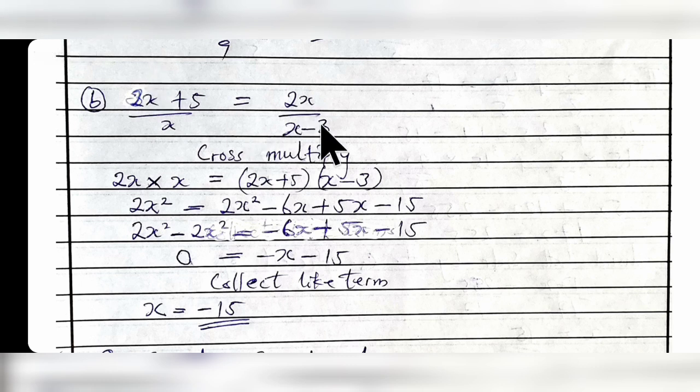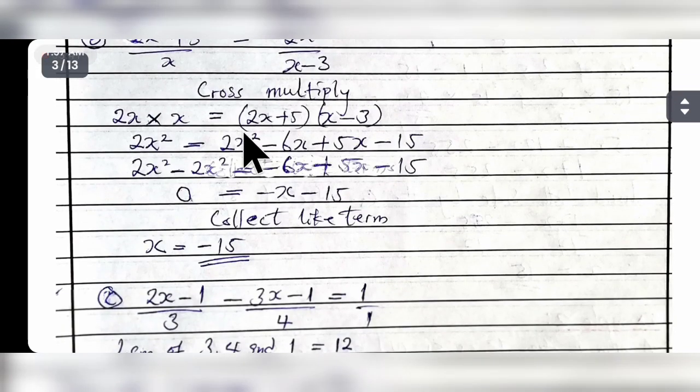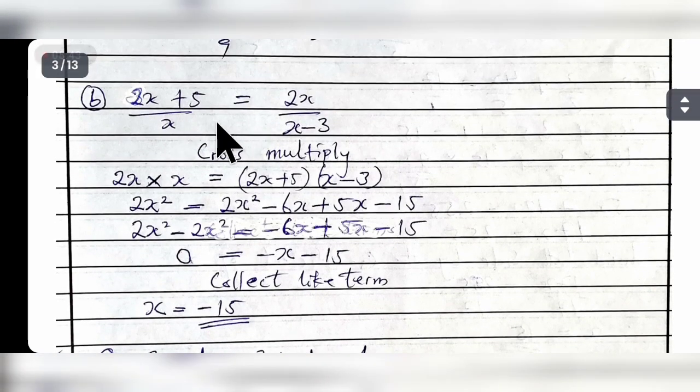We have two sets of fractions. If it is three sets of fractions, you do that LCM, which we did from up here. But now that we have two sets of fractions on both sides of the equation, all you need to do is cross multiply. By the time you cross multiply, you discover that 2x multiplied by this x, this is what we have here, 2x plus 5 multiplied by x minus 3 is what we have here.